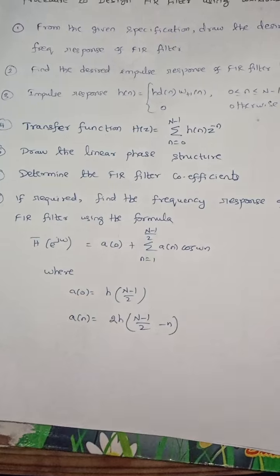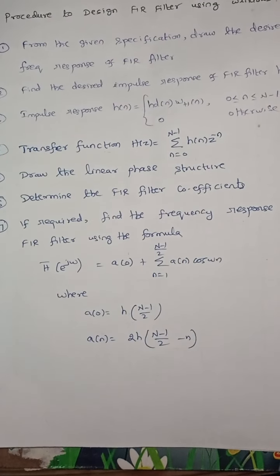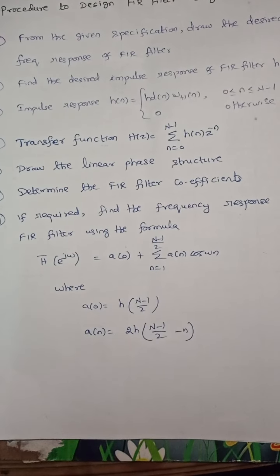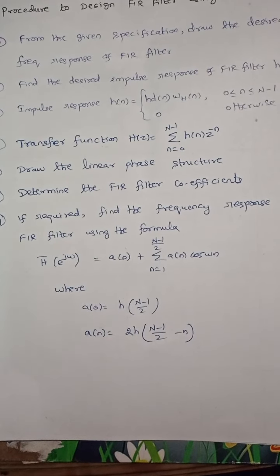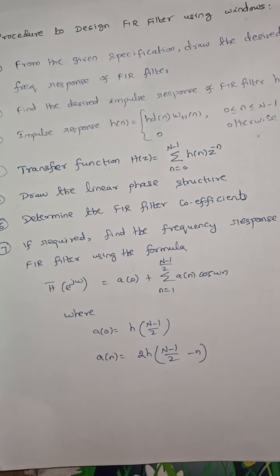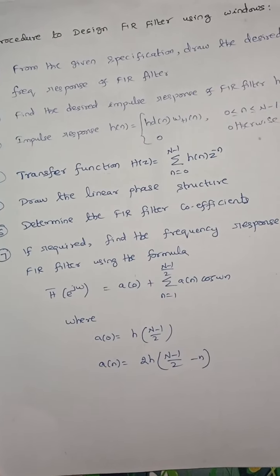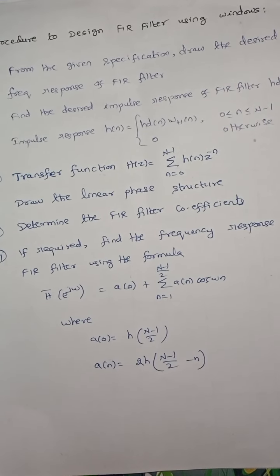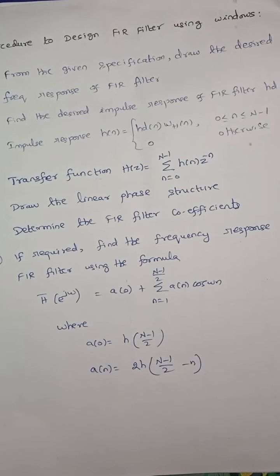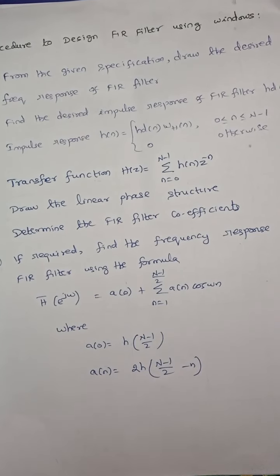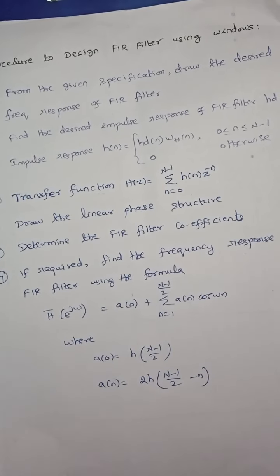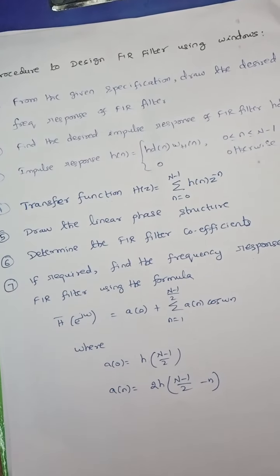Next, sometimes in the problem they may ask to find the FIR coefficients. From the transfer function, we can write the FIR filter coefficients. Sometimes they may ask for the frequency response of a filter. The frequency response of an FIR filter can be found using the formula H(e power j omega) equal to a(0) plus summation k equal to 1 to (N minus 1) by 2 of a(k) cos(k omega). Here a(0) is nothing but h((N minus 1) by 2), and a(k) is 2 h((N minus 1) by 2 minus k). From this information, we'll see an example problem to design a filter using windows.